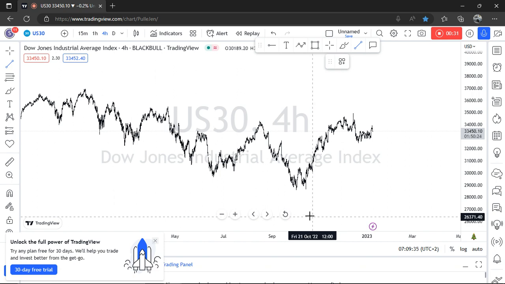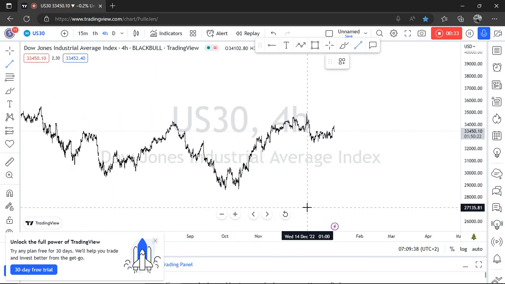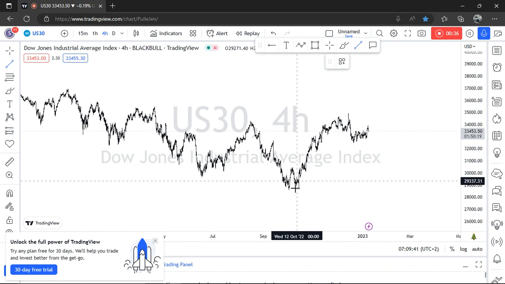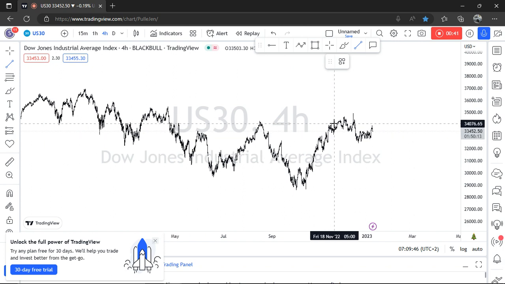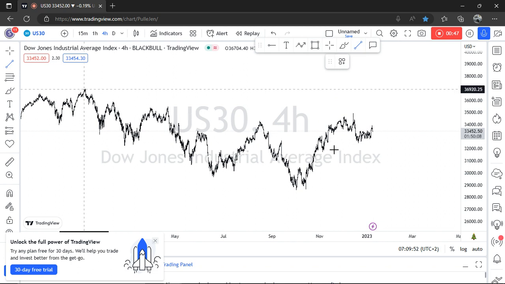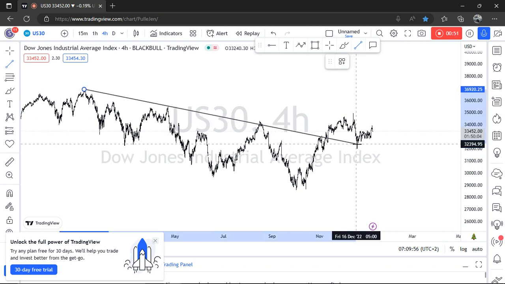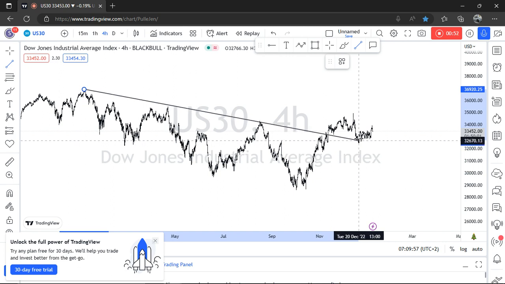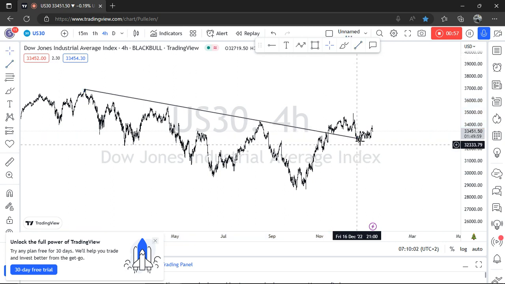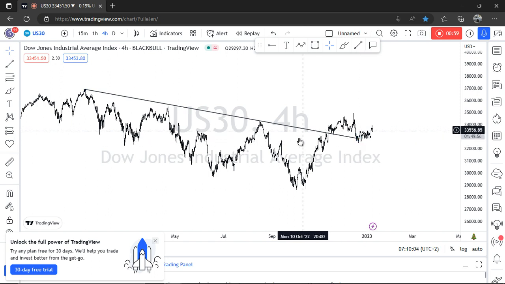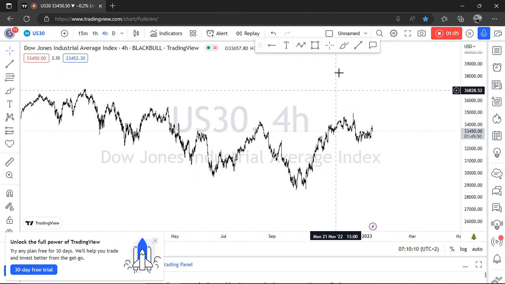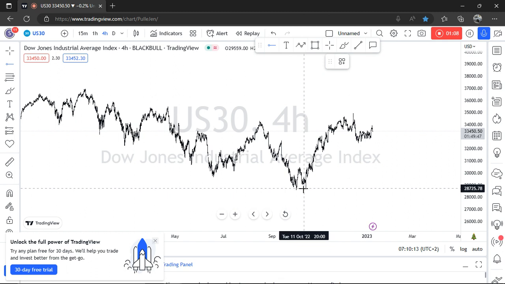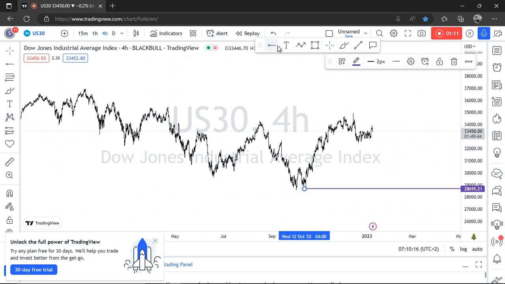So let's head straight to the chart, which is the US30, the Dow Jones Industrial. Firstly, we can see the overall price. Price was moving upwards here, but the overall trend for me is still downwards, though it seems price managed to make some sort of a breakout here. My main emphasis is going to be around this area to here.